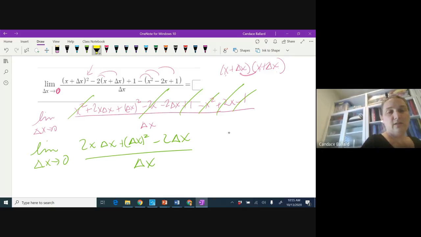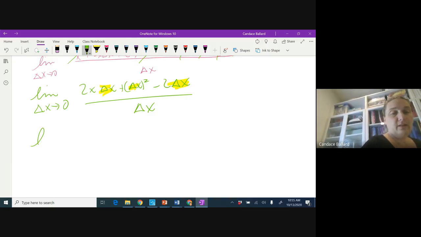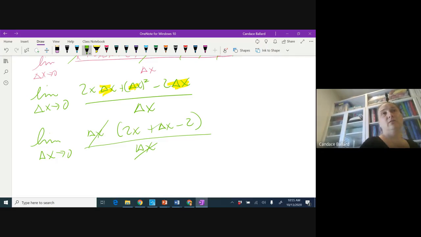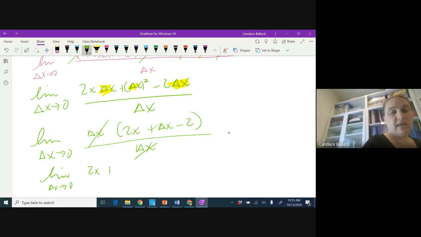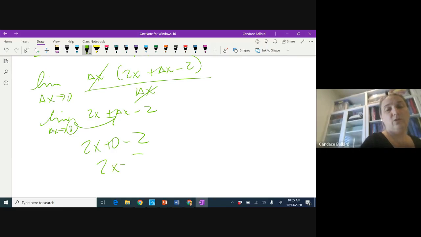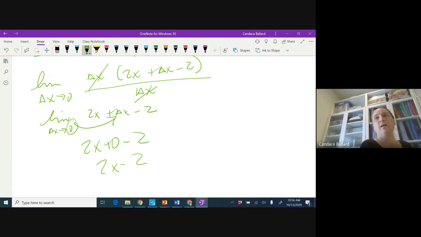Notice that there is a delta x in each one. That means I'm going to factor out a greatest common factor of delta x. So we've got the limit as delta x approaches 0 of delta x times 2x plus delta x minus 2. I have 1 left in there, right, because it was squared. The bonus here is they cancel, right? That's what we were looking to do. And now I've got the limit as delta x approaches 0 of 2x plus delta x minus 2. I'm going to plug 0 only in for the delta x. So I get 2x plus 0 minus 2, or 2x minus 2. Okay? Sound good?